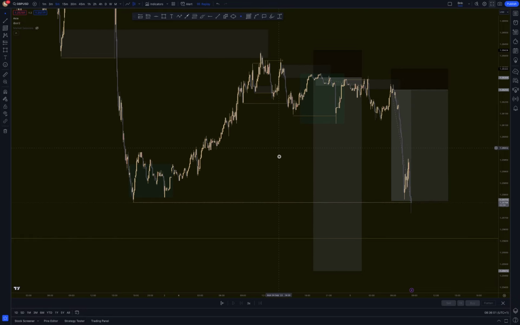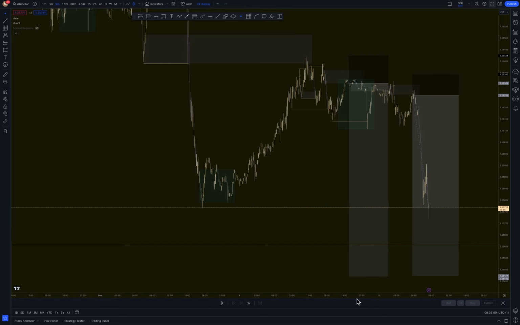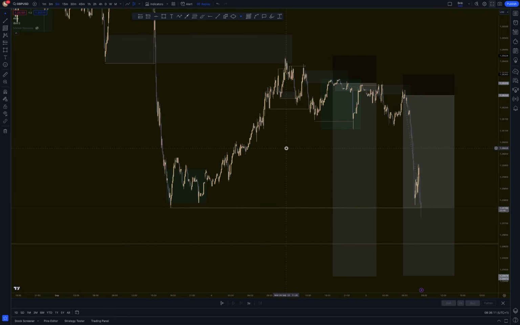I hope you guys learned something from this particular stuff. So just where price is coming from and where price is going. Understand where price is coming from and where price is going.